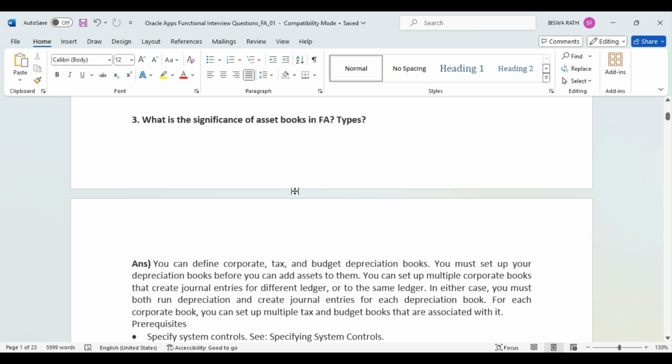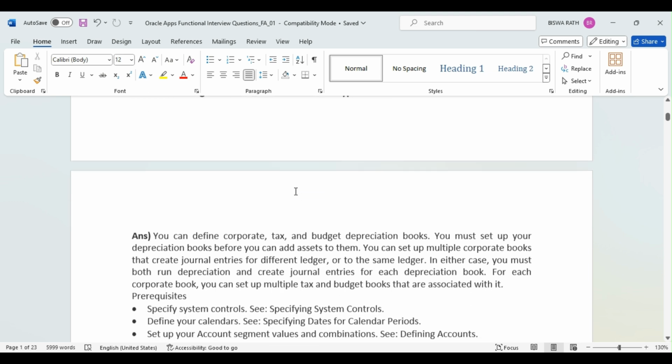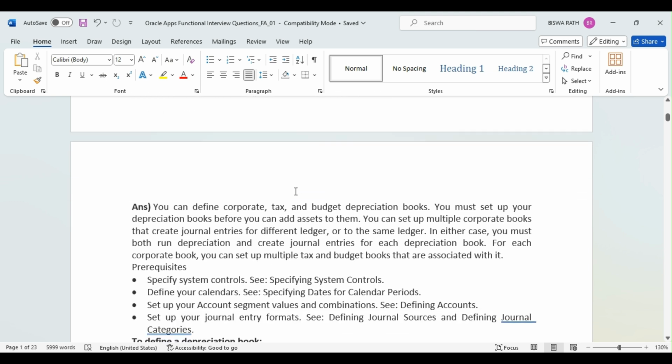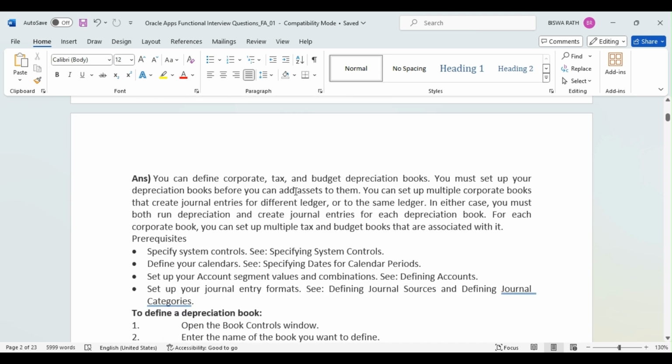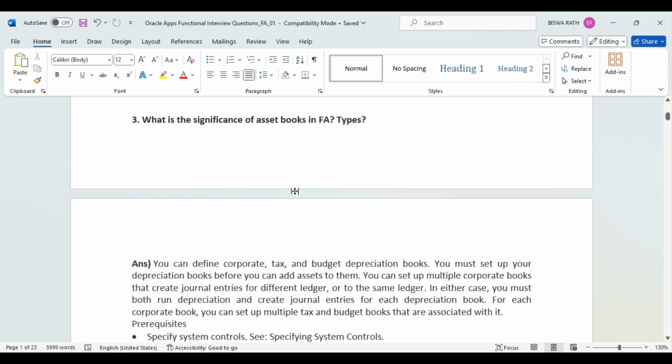What is the significance of asset book in fixed assets, and what are the types? Okay, see, asset book significance is basically that you need to track your assets, and you need to depreciate your asset, retire your assets. So all sort of informations which are related to the fixed assets, there is a separate module provided by Oracle, and that module you say fixed assets.